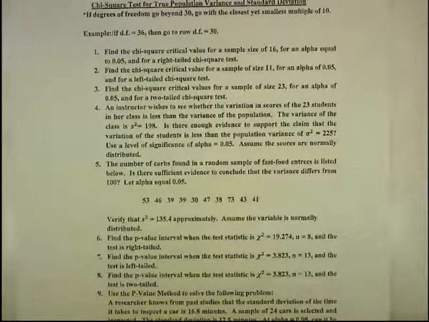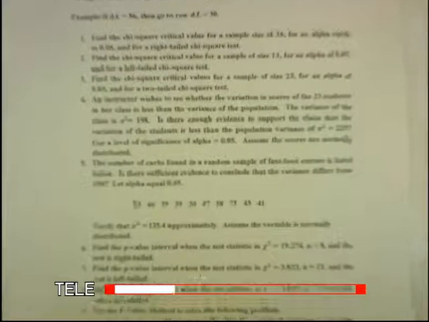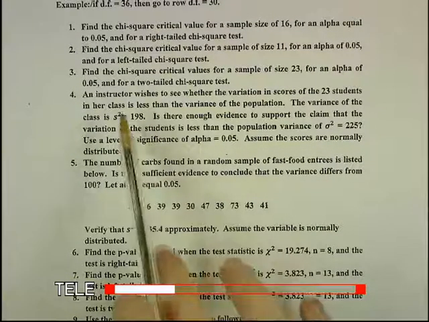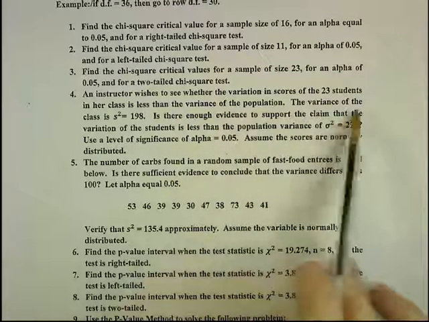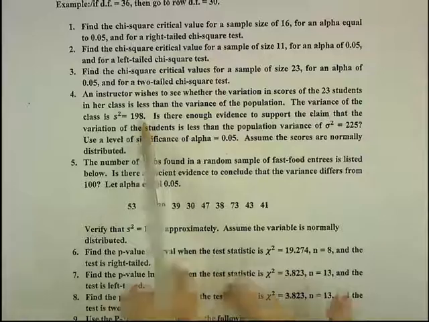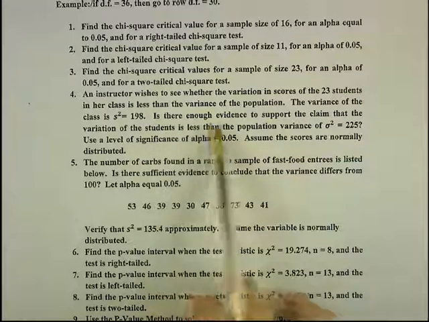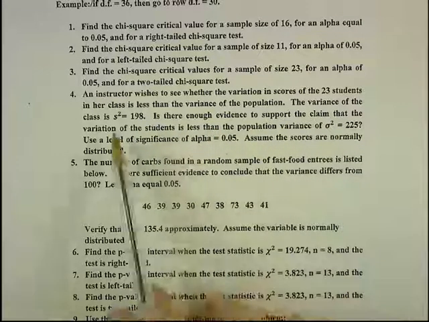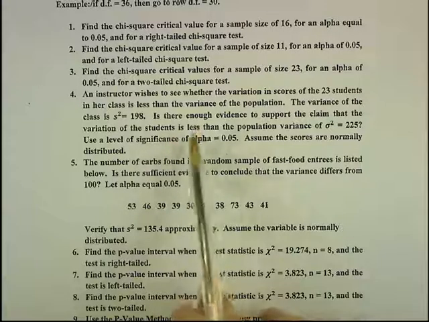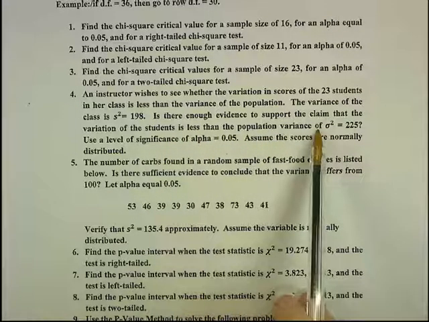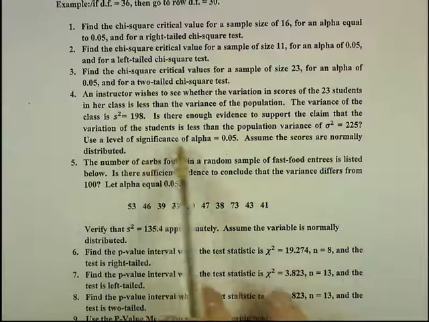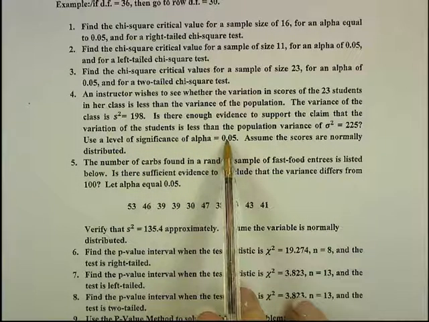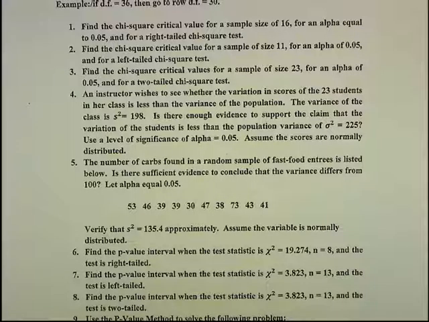Number 4. An instructor wishes to see if the variation in scores of 23 students in her class is less than the variance of the population. The variance of the class is S squared equals 198. Is there enough evidence to support the claim that the variation of students is less than the population variance of sigma squared equals 225? Use a level of significance of alpha equals 5%. Assume the scores are normally distributed.